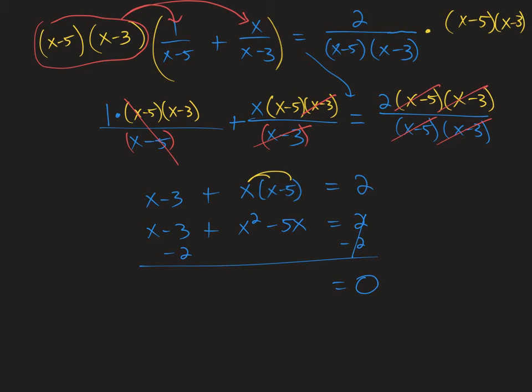I see that I've got like terms, so x and negative 5x, and negative 3 and negative 2. So that ends up being, what is it? I'll do that in different colors. So negative 5, and then we'll do it in green. So negative 3 and negative 2. So simplifying, we've got x squared, we've got negative 4x, and we've got negative 5.